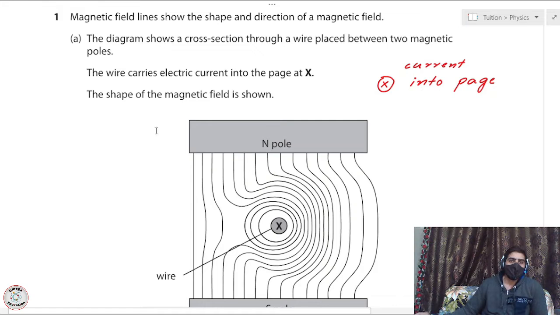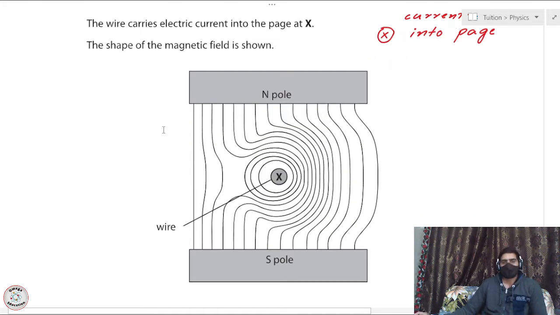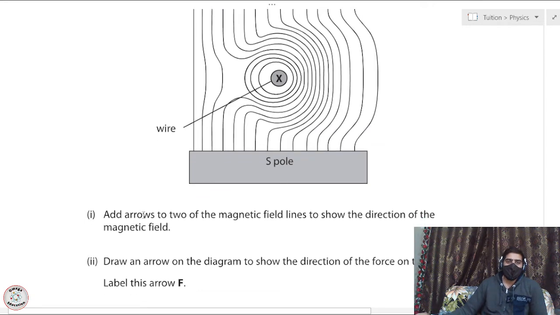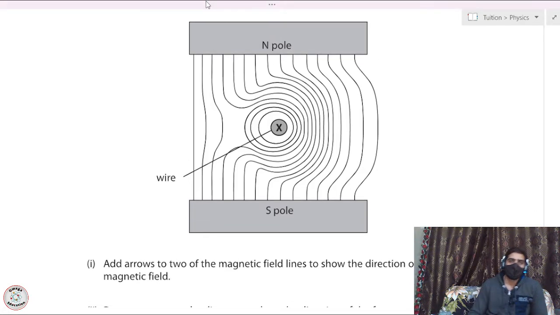The shape of the magnetic field is shown. Then we can see the shape as well. Add arrows to two of the magnetic field lines to show the direction of the magnetic field. Okay, this is one of the easiest ones.